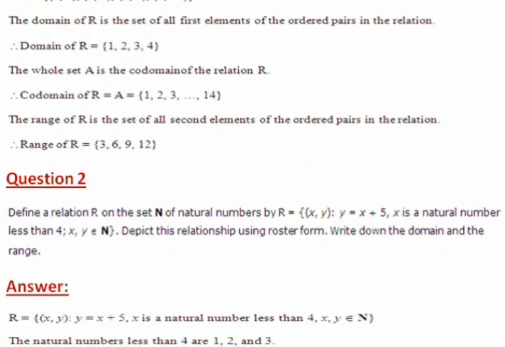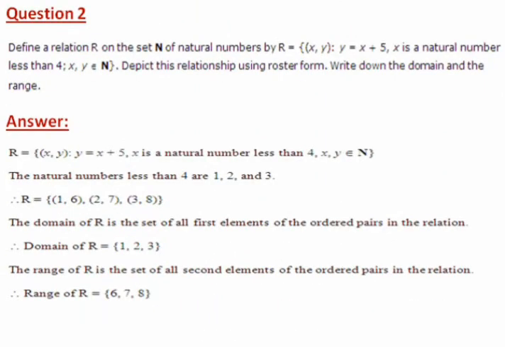Now come on to the next question. See question number 2 of it. Define a relation R on the set N of natural numbers by R equal to {(x,y): y = x + 5, x is a natural number less than 4}. Here is the restriction: x is less than 4, meaning we take only 3 values, that is 1, 2, 3. When we put x equal to 1, we get y equal to 6. x equal to 2, we get y equal to 7. x equal to 3, we get y equal to 8.